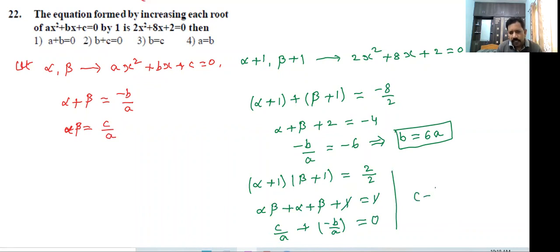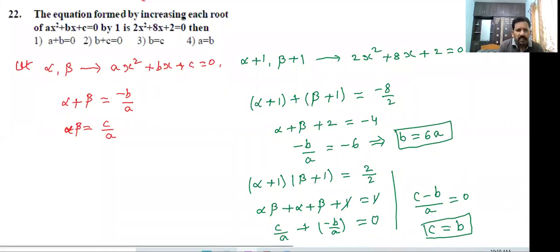Take LCM. C minus b divided by a is equal to 0. A sent to the right hand side. Here overall c is equal to b. Here two types of relation we got. Out of those, observe that b is equal to 6a, c is equal to b. So that means overall b is equal to c is the correct answer.